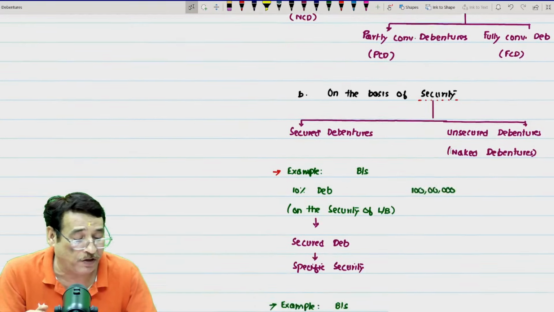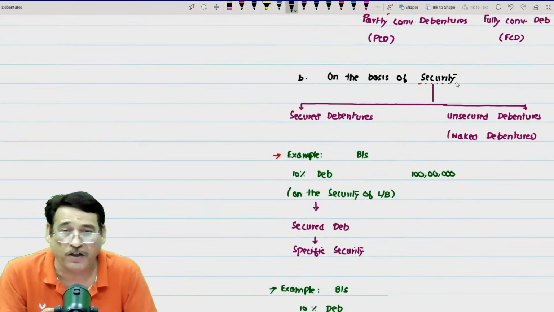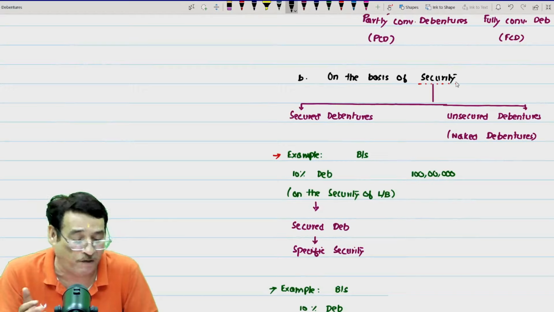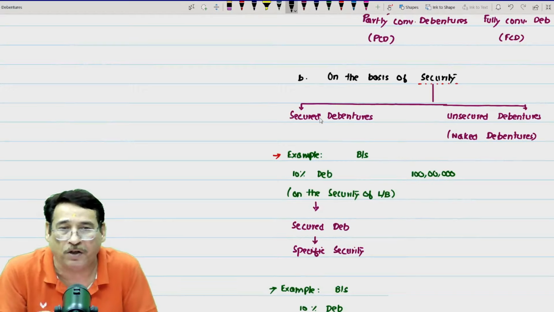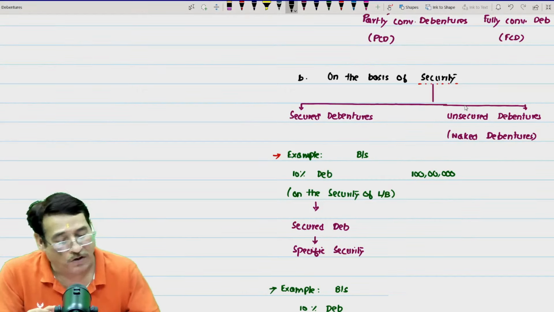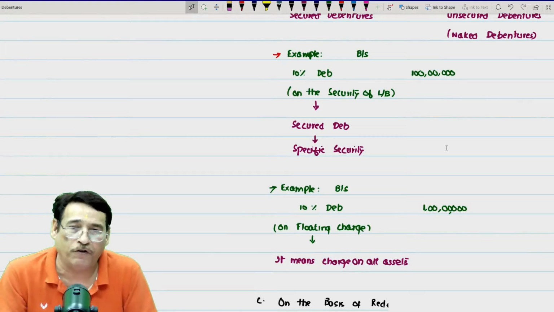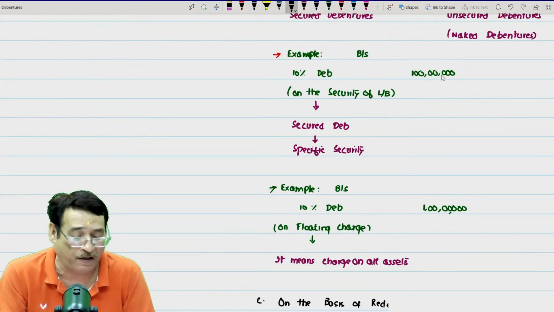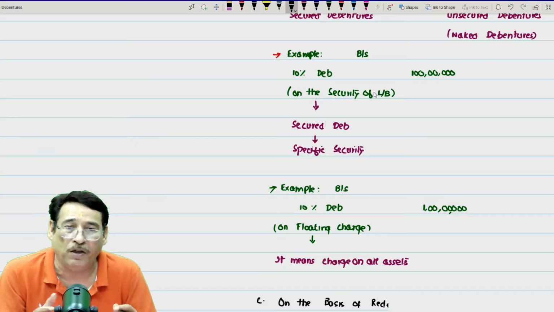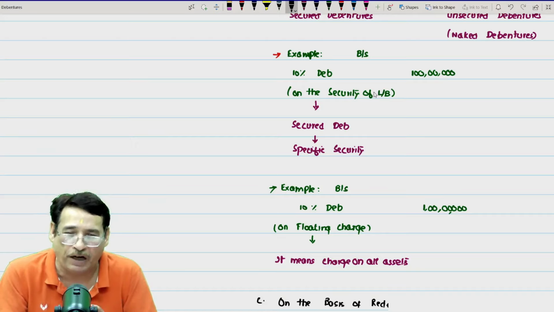Now further, debentures are also categorized on the basis of security. On the basis of security, debentures may be categorized into secured debentures and unsecured debentures. Secured debentures: first of all, I have seen that students are nursing a bit of confusion regarding this, so just pay attention here. For example, this is the balance sheet of a particular company, and in the balance sheet it is written 10% debentures 100 lakh. Further, it is also written in the balance sheet, on the security of land and building.